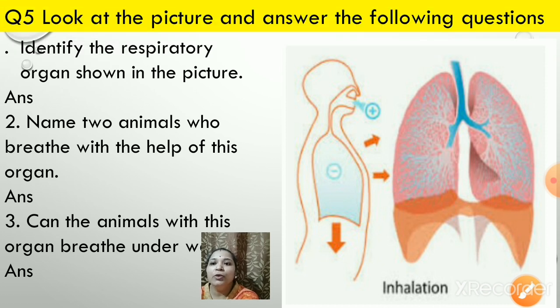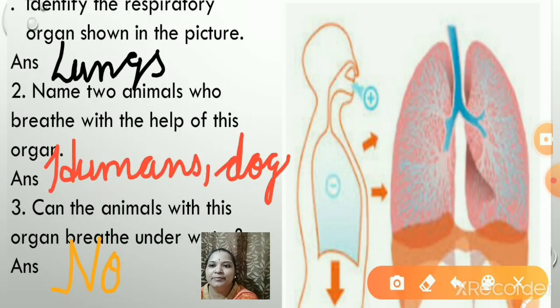So, look at the picture and answer the following questions. So, the first question is identify the respiratory organ shown in the figure, in the picture. Second question is name two animals who breathe with the help of this organ. And the third one is can the animal with this organ breathe underwater? So, children, are you ready with your answers? So, let us see the answers.